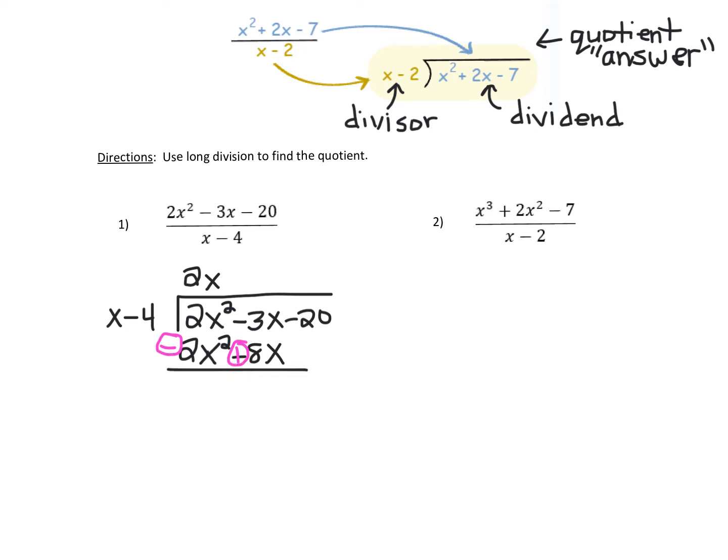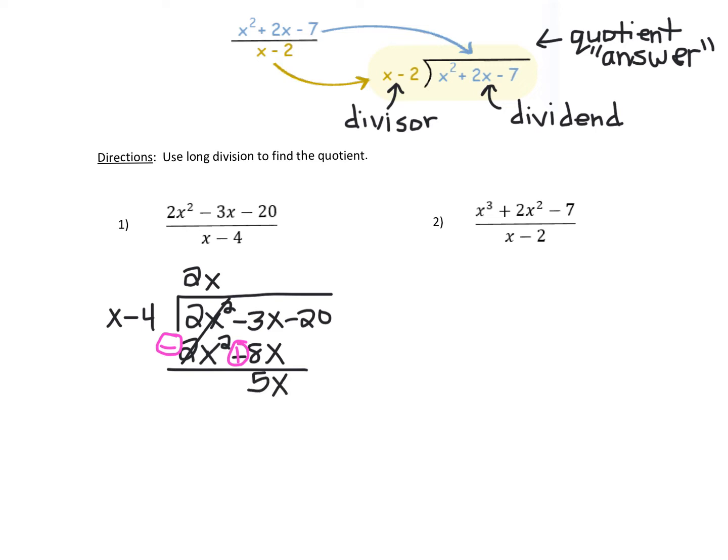Now I'm going to combine my terms. 2x squared minus 2x squared is nothing. They cancel off. And that should always happen with your first terms here. And then negative 3x plus 8x is positive 5x. So I'm going to bring down a 5x.